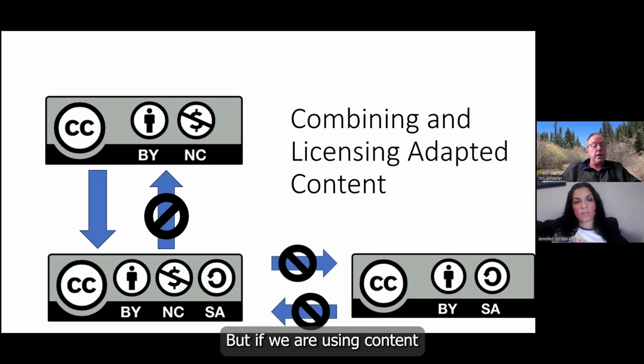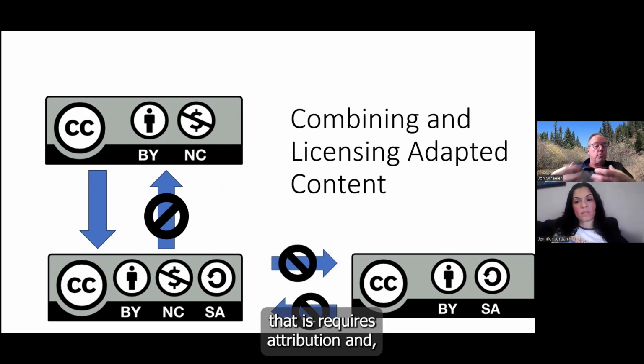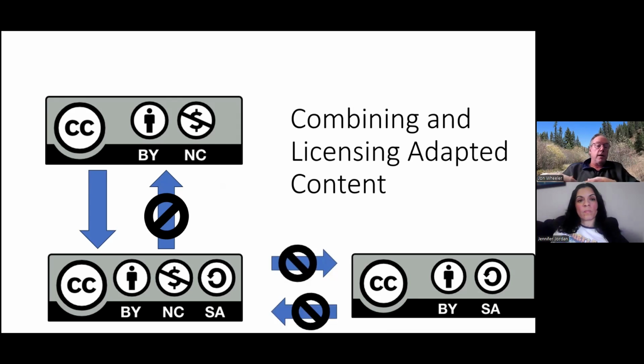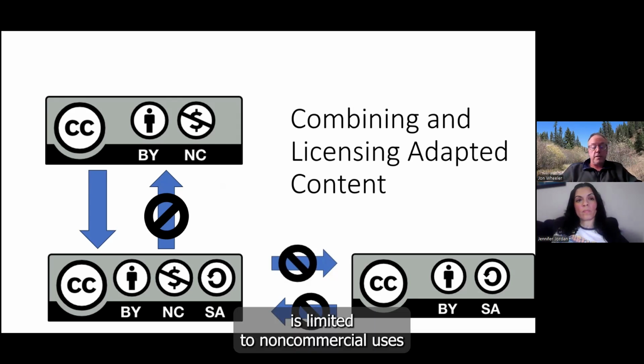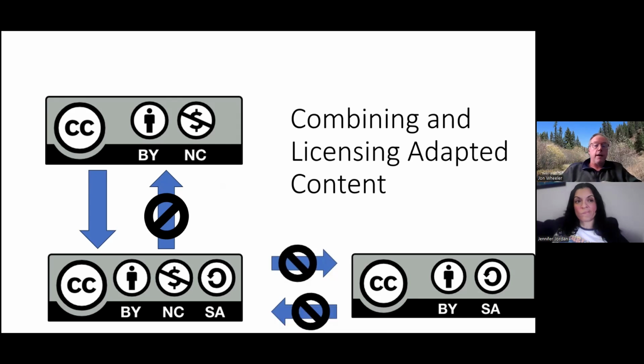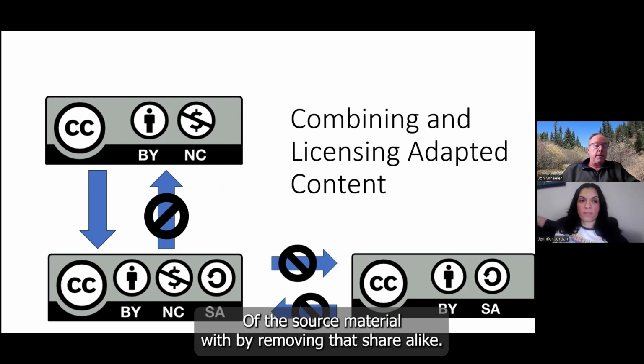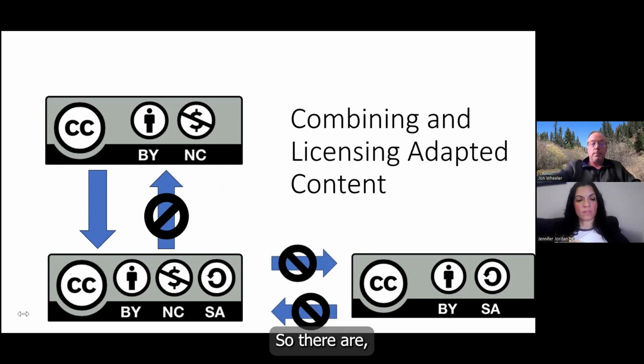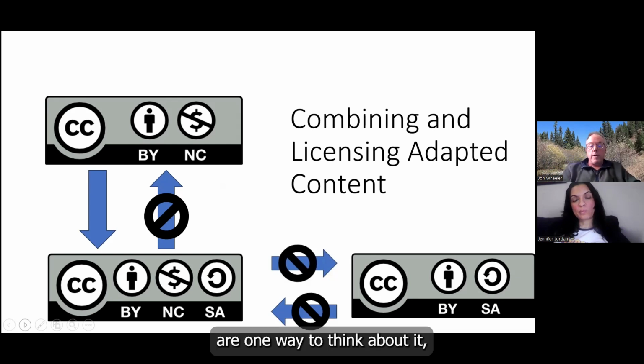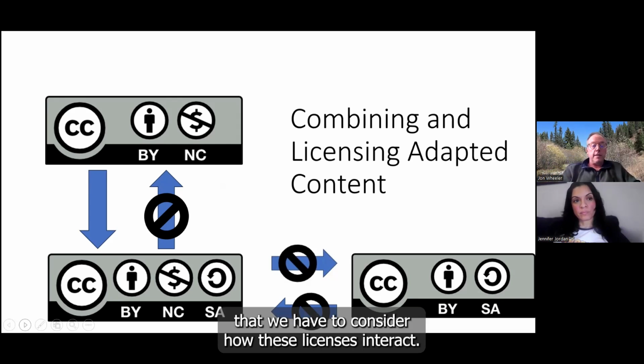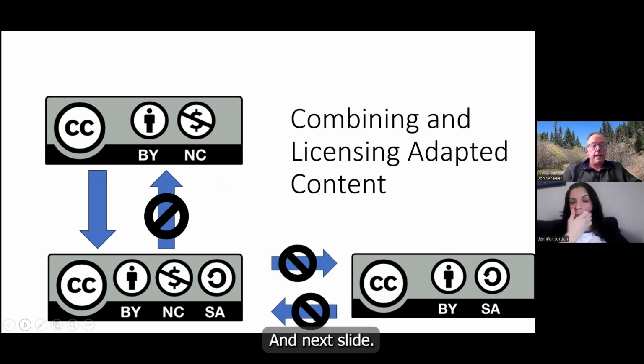But if we are using content that requires attribution and is limited to non-commercial uses and comes with a share alike license, we can't then remove that share alike aspect and just relicense our modified content of the source material by removing that share alike. So there are, I guess, collisions is one way to think about it, that we have to consider how these licenses interact. And next slide.